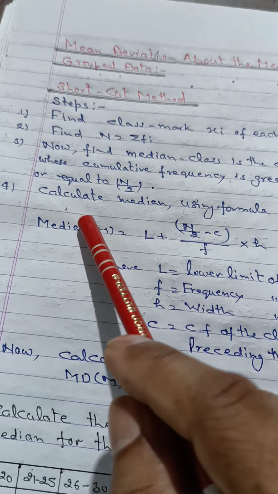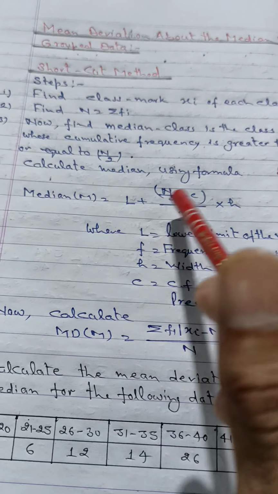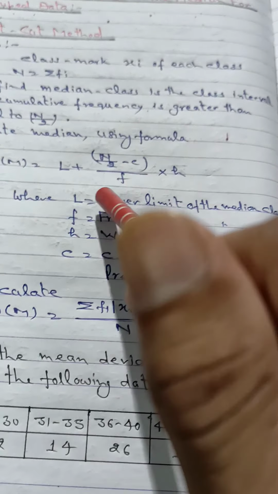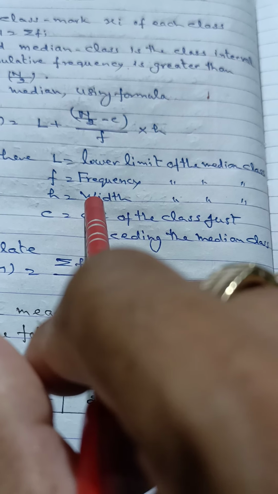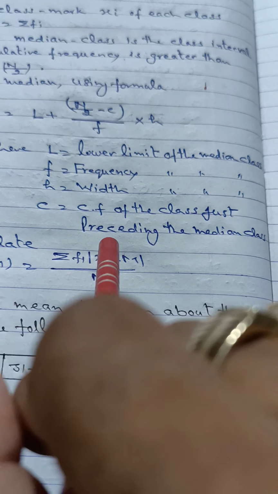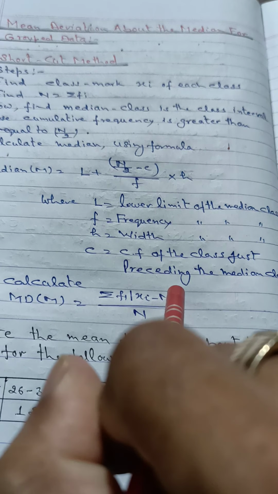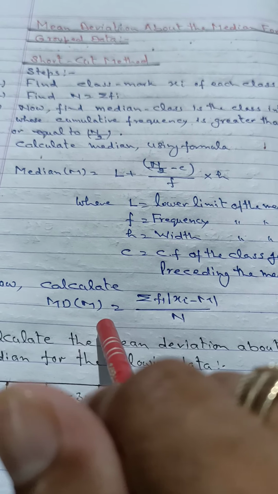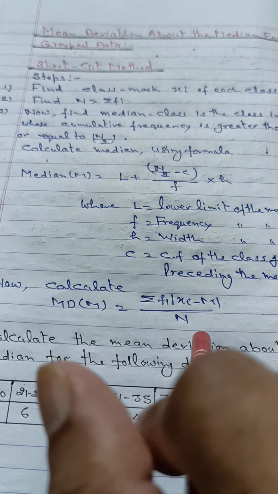That is the median class. Now calculate the median using the formula. Median is equal to L plus (n by 2 minus C) upon F into H, already studied in class 10th, where L is the lower limit, F is the frequency, H is the class size or width of the median class, and C is the cumulative frequency of the class just preceding the median class. Okay, the cumulative frequency of the class just before the median class. Now using the formula, mean deviation about the median is sigma fi mod xi minus M upon n.